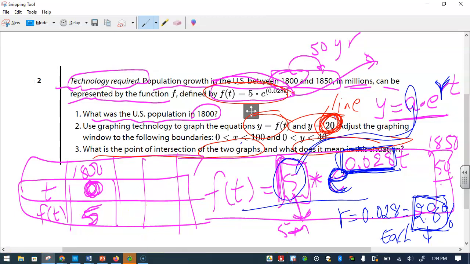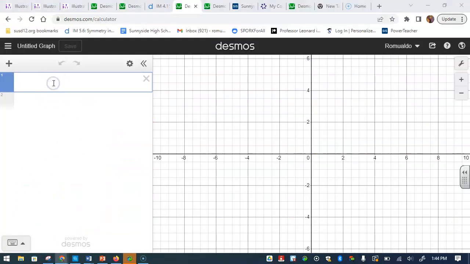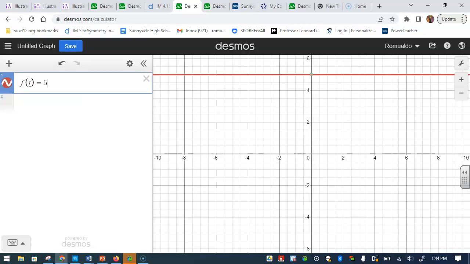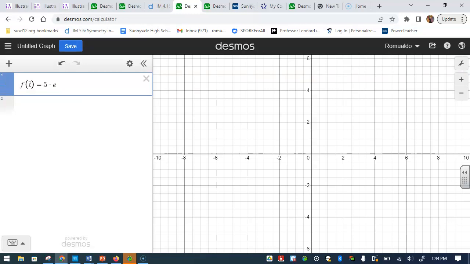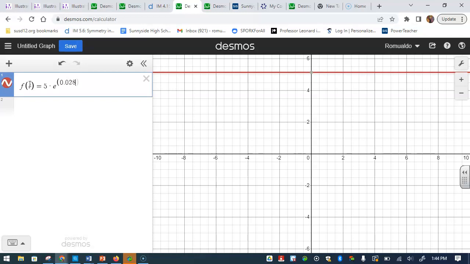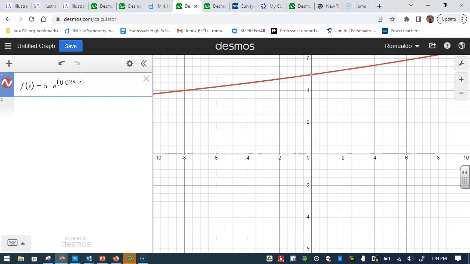the Desmos. So let me click here. In the first case, we'll write it as f of t equals 5 times e to the power, and we multiply 0.028 by t and close it. So we have the graph. That's the first one. And we also put another one, y equals 20.